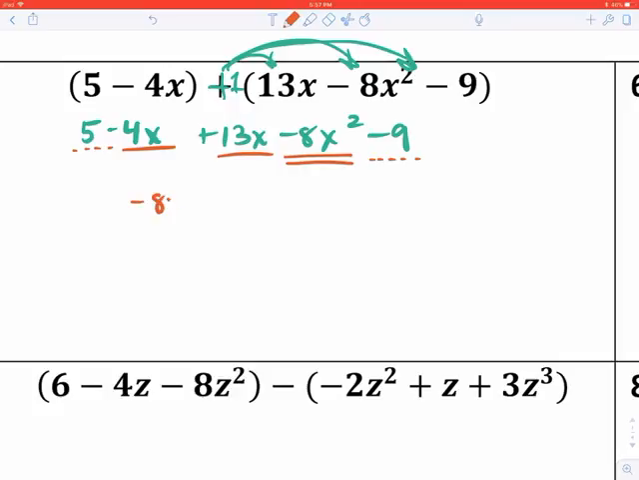This just helps me because I know I'm going to go in a decreasing size of exponent, so I'm going to go ahead and put my negative 8x squared first. You could put minus 4x plus 13x, or some of you guys may go ahead and combine those two together. And then I have 5 minus 9. All right, I will leave this as two separate steps, and then perhaps in the next few problems I will combine them in this step.